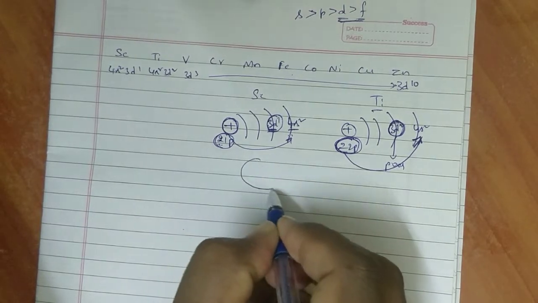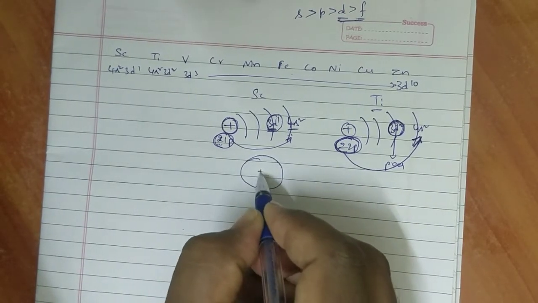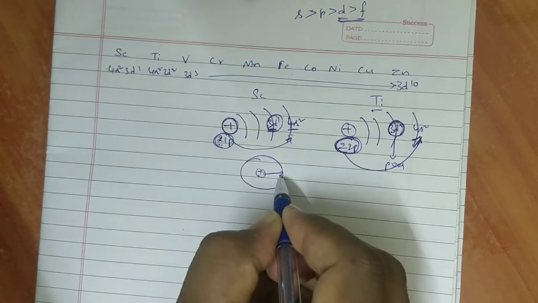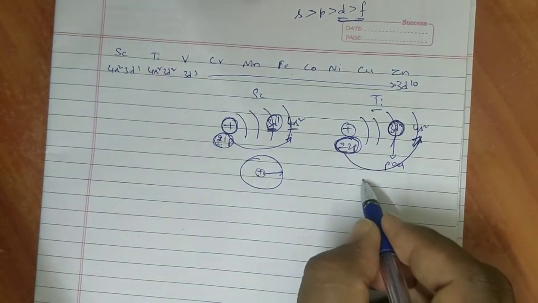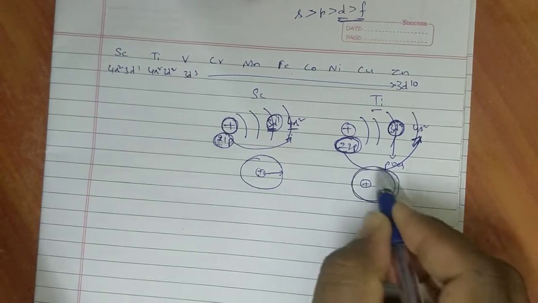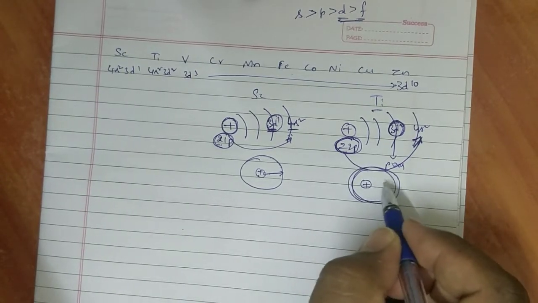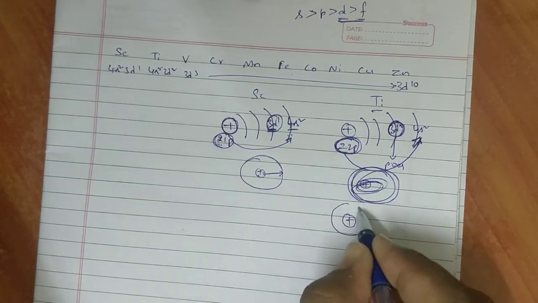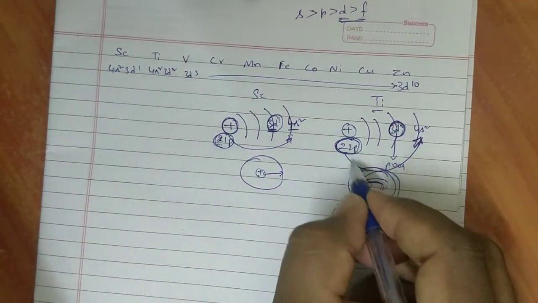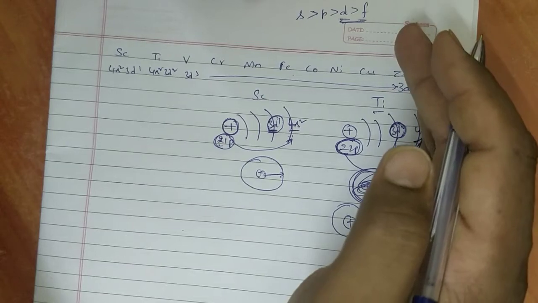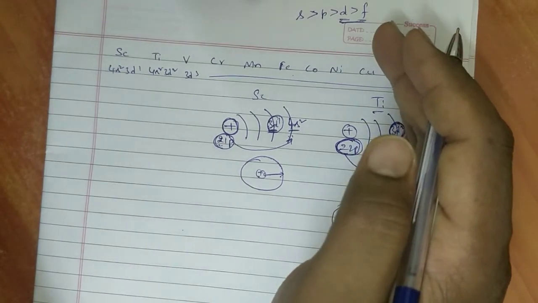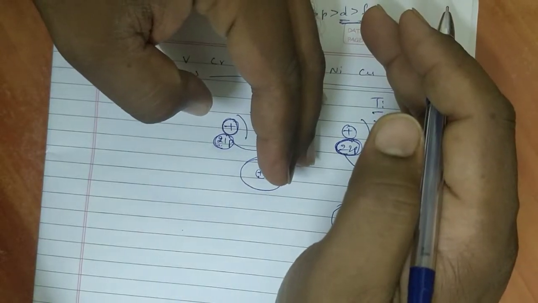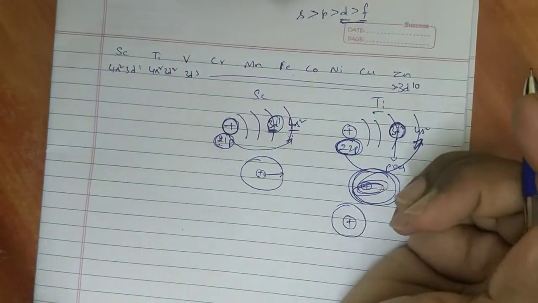Because of that, in scandium there is somewhat more distance between the nucleus and outermost shell. But in titanium, the distance will be slightly reduced, because when the attraction is increased, the outermost shell comes closer to the nucleus. Because of that, the distance between nucleus and outermost shell decreases. That is only atomic size.